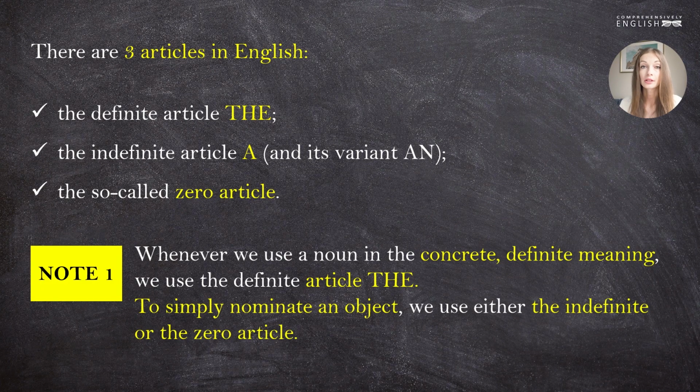While to simply nominate an object, that is, to use it in its general meaning, we use either the indefinite article a or an, or the zero article. This is the first rule that we have to memorize. Once again, the identifies a noun as a definite one, a or an shows that a noun is indefinite and is used in its general meaning, and a purposeful omission, which in grammar is called the zero article, also identifies a noun as indefinite, not a specific one or not a concrete one.